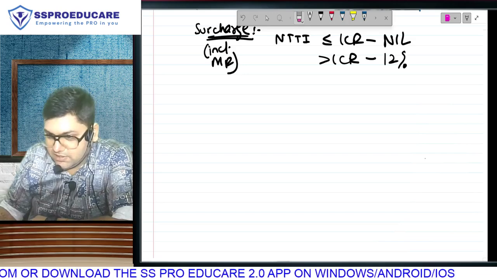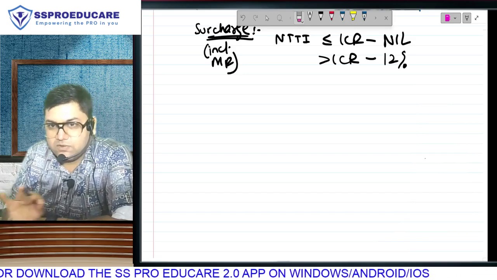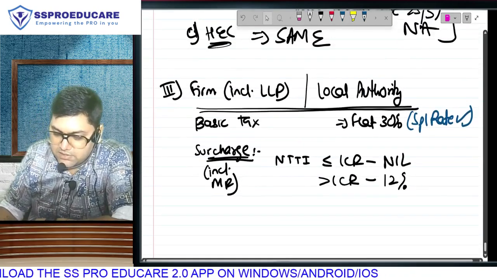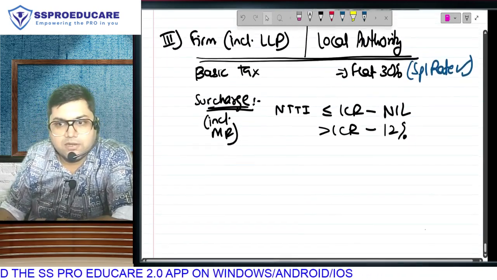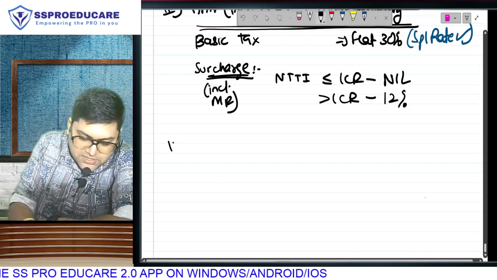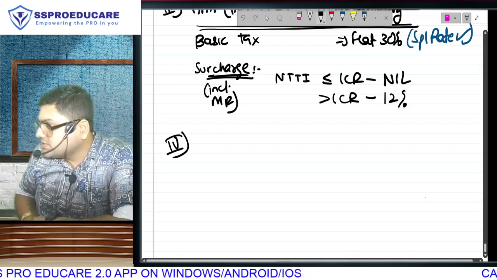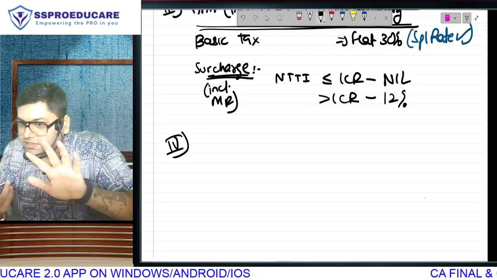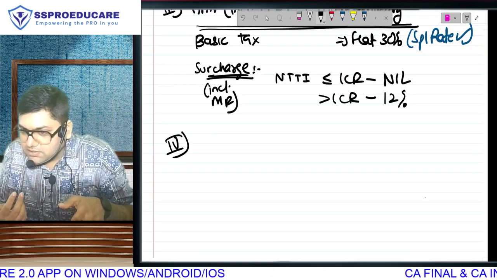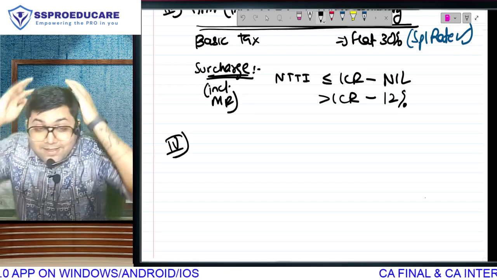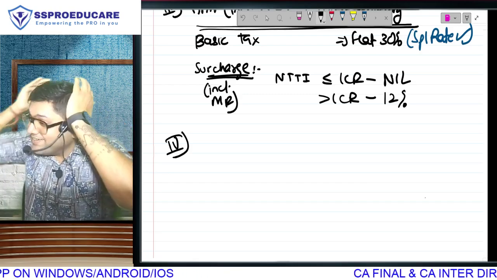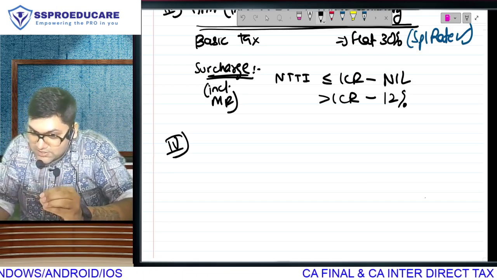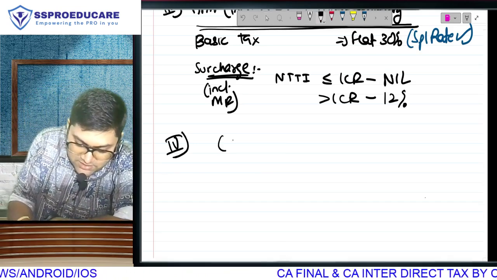For now, up to 1 crore no surcharge, after 1 crore 12%. With this we are done with firm, LLP and local authority also, and this brings us to the last assessee under the Act. Sir, there are 7 assessees, how can the 4th be last? Because AOP and AJP were merged and local authority was merged. Correct? Last assessee, which one?